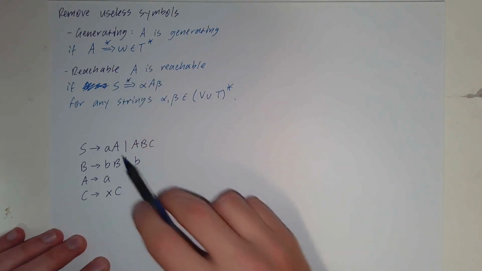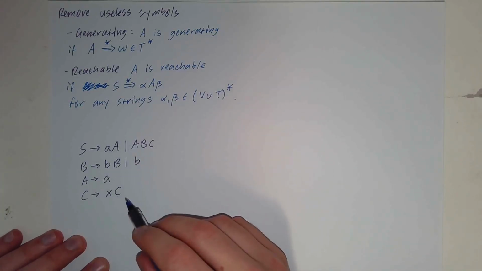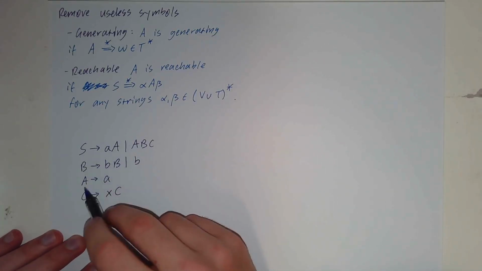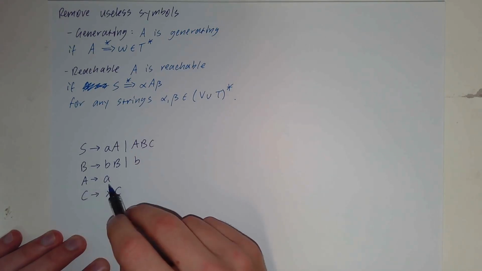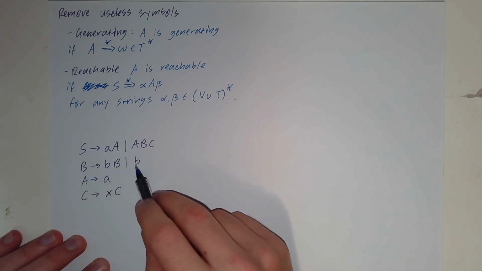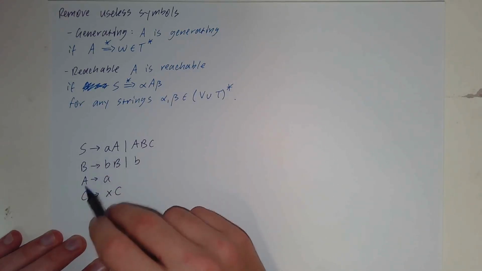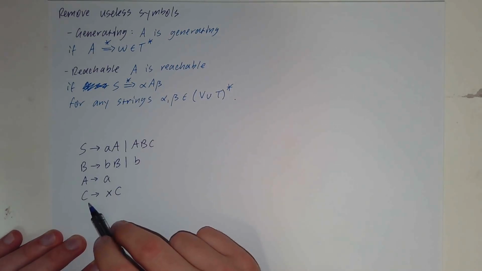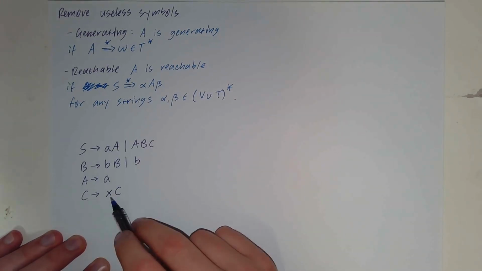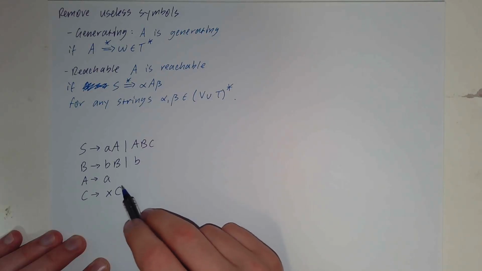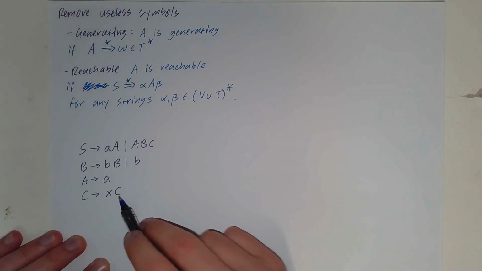So let's do that. If I look at this grammar here, it looks like A can produce a string because it can produce an A. B can produce strings of B's. S can produce whatever A can produce with an A on the front. So S and B and A are all generating. But C is not generating because all C can do is produce strings of X's with a C on the end. And we can never get rid of this C.